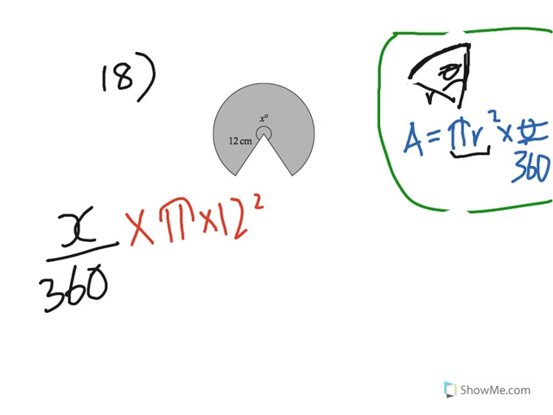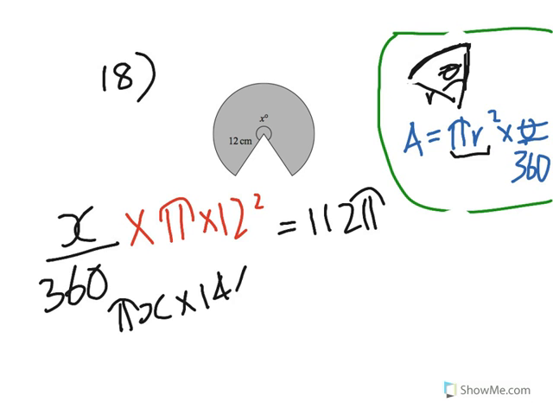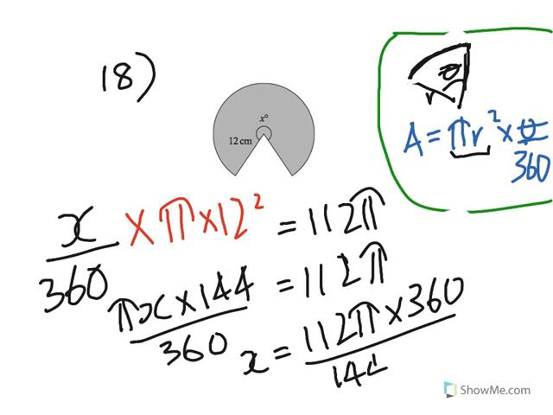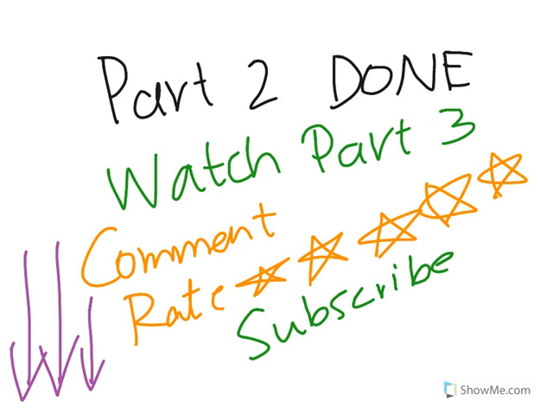But in the question, they say this whole area should add up to 112 pi. So now we have a nice little equation. All we need to do is solve for x. So pi x times 144 divided by 360 is equal to 112 pi. Now all we got to do is multiply both sides by 360, then divide by 144 and divide by pi. So x will be equal to 112 pi times 360 divided by 144 times pi. So pi and pi divide to form 1, so it's nothing but 112 times 360 divided by 144. Do this on your calculator and you'll get a value of x to be 280 degrees.